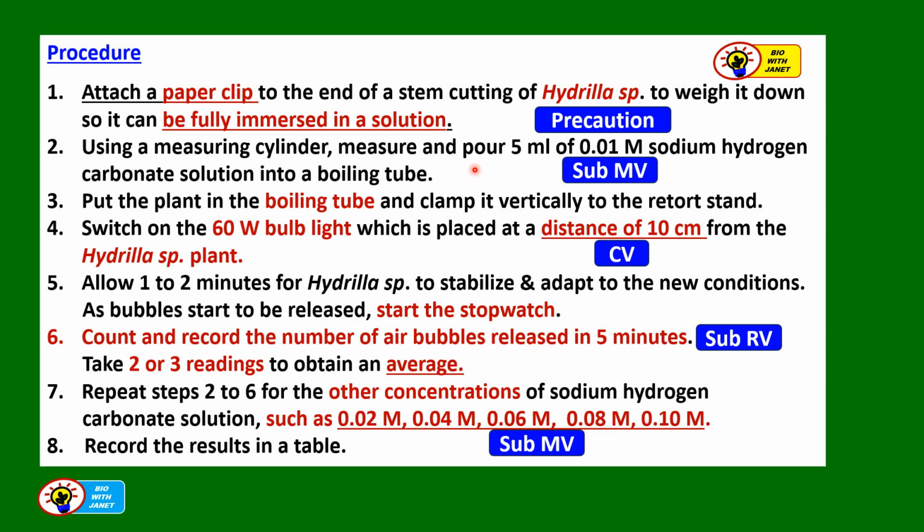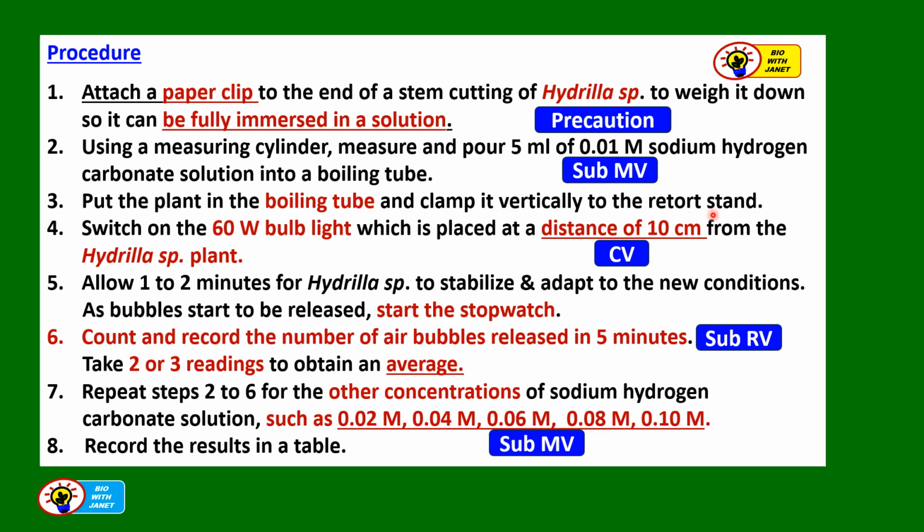Now, after that, you measure out 5 ml of 0.01 m sodium hydrogen carbonate solution. So this is your MV, the first MV, 0.01 m sodium hydrogen carbonate solution. Okay, so the concentration of the sodium hydrogen carbonate solution is your manipulated variable in the lab. Now next, put the plant in the boiling tube together with the sodium hydrogen carbonate solution, and then clamp it vertically to the retort stand.